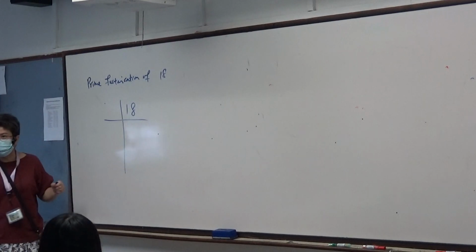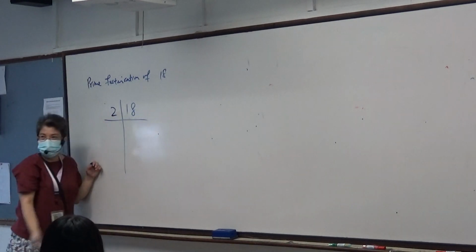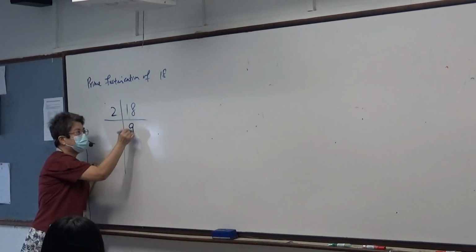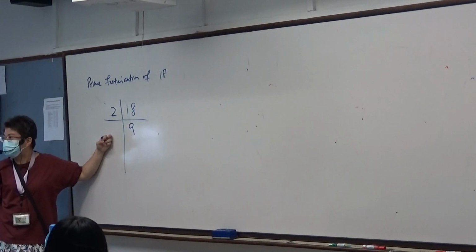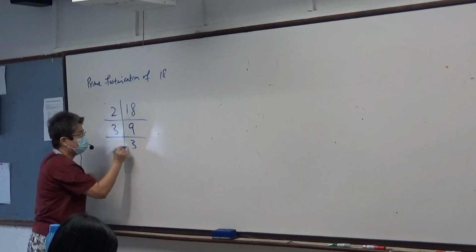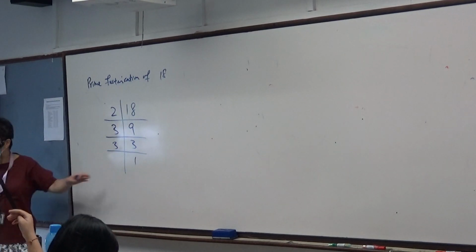You can use a calculator. You start with the smallest prime. What's the smallest prime? 2. 18 divided by 2? 9. Can we still divide by 2? No. What's the next prime? 3. Good. Is that right? Alright, now continue until we get 1.